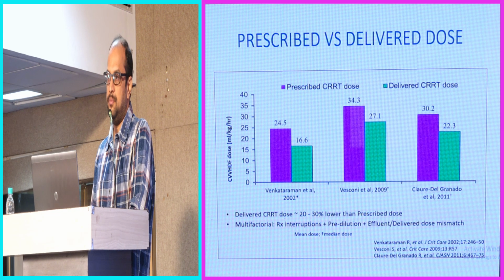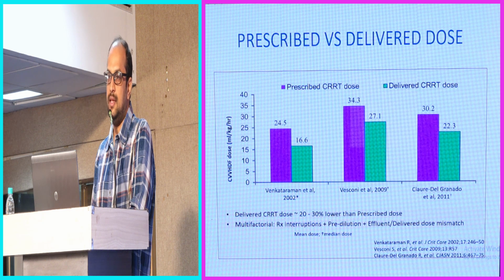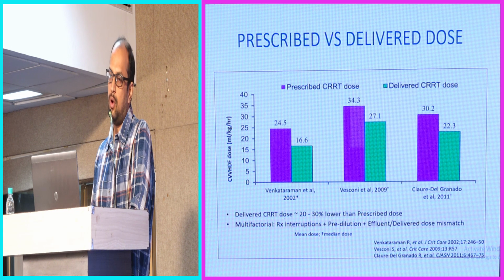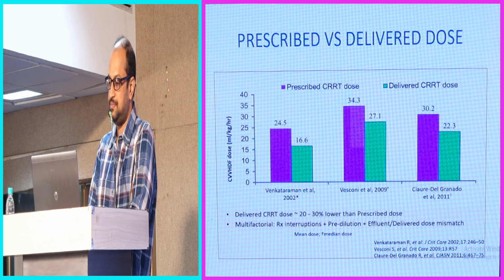So why are goals important? Because multiple randomized controlled trials done over the last 3 decades have shown that there is a lot of disparity between the prescribed dose and delivered dose. So if we start CRRT this morning, and by the next day we calculate the delivered dose, it will almost definitely be 20 to 30% lesser than the prescribed dose.